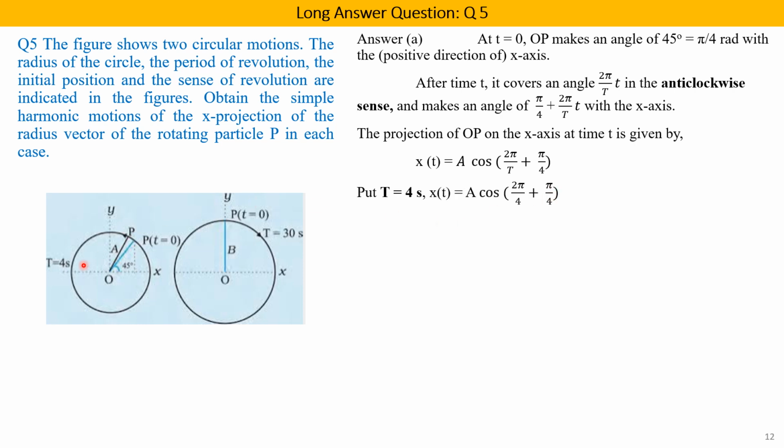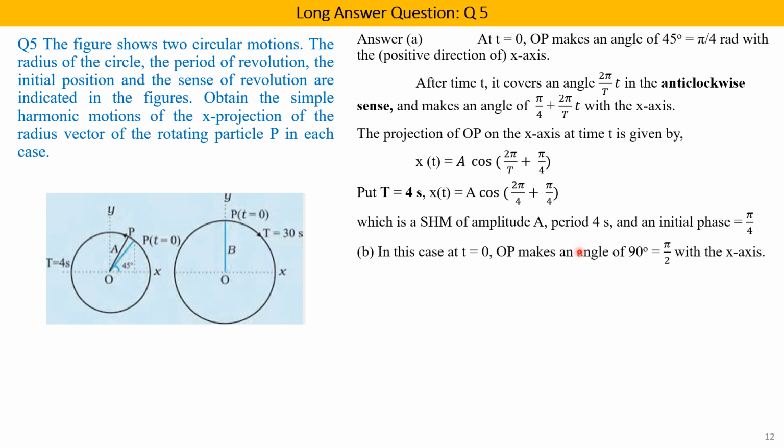Therefore, in this case, put T equal to 4 because it is given in the diagram. Putting T equal to 4 and solving, we get the equation x of t is a cos of (2 pi by 4 t plus pi by 4). So it is a simple harmonic motion with period 4 seconds and initial phase pi by 4.